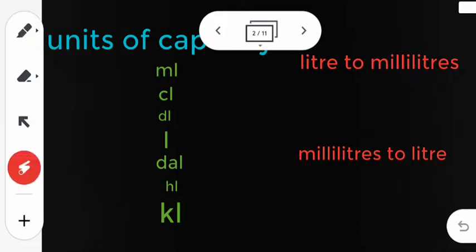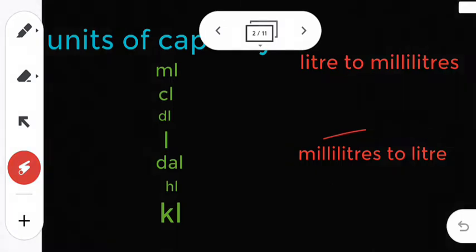Okay, here, units of capacity. First we are going to learn the conversion. So in units of capacity you have the conversion, that is liter to milliliter, milliliter to liter. This is the thing commonly we use in our day-to-day life. So these two conversions only you are going to learn. So for this, how to find the formula?